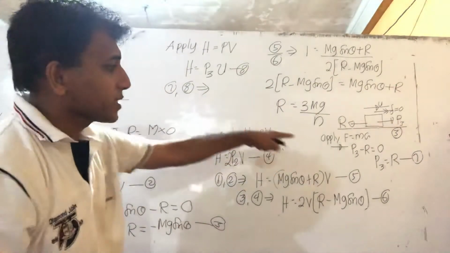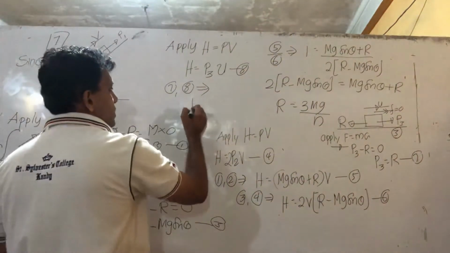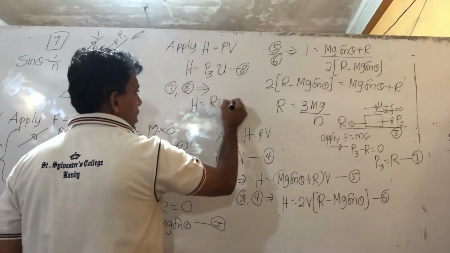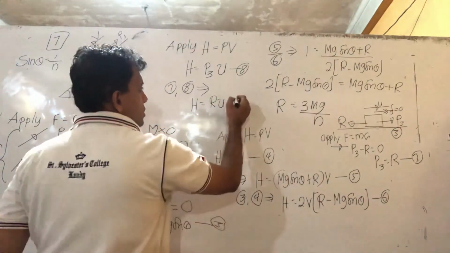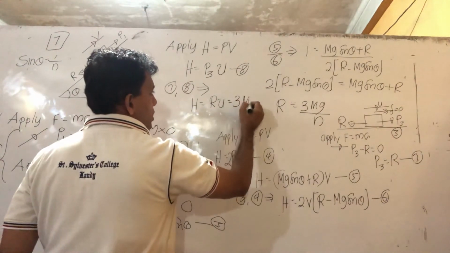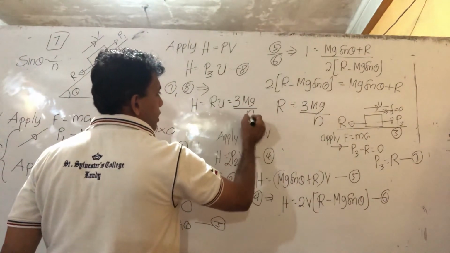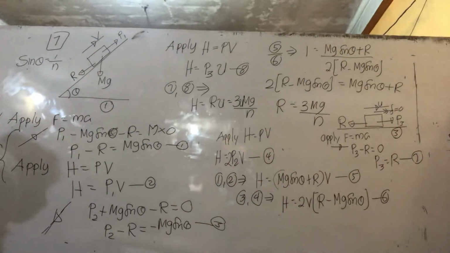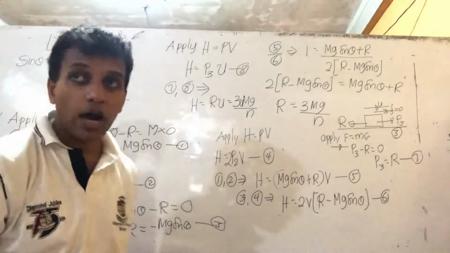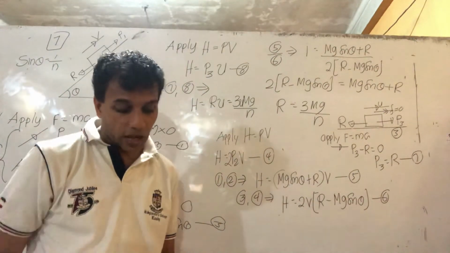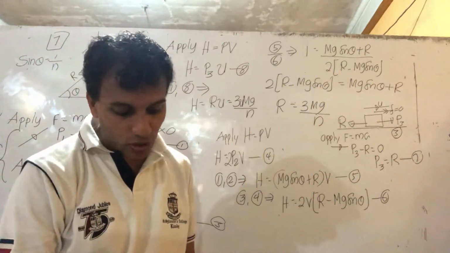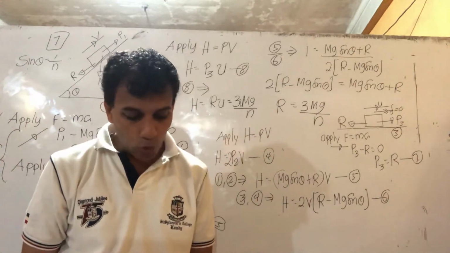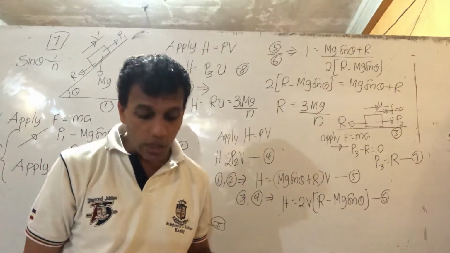Simple. Now can I substitute for P3 here? H equals R U, also apply the R answer, 3 mg over n u. Can I say 3u mg over n is the power of this vehicle, right? Now they said show that the acceleration of the vehicle is 2g over n when it's moving at speed of u by 2 up the slope.